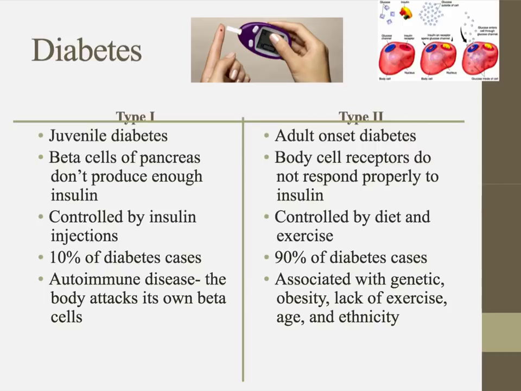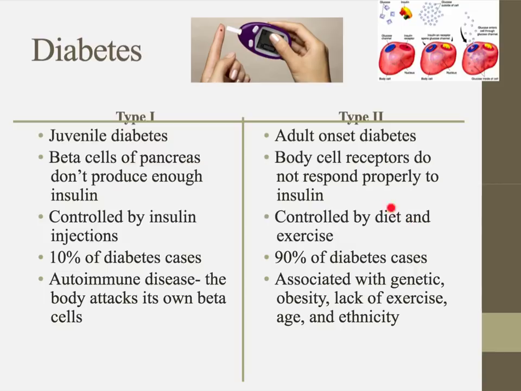Type 2 diabetes is what we call adult onset diabetes. In this case, your body is producing insulin, but the body cell receptors aren't responding properly. So remember, these body cell receptors are supposed to bind to insulin and cause the glucose channels to open. In type 2 diabetes, these receptors just aren't responding to that insulin, and we're not able to absorb the glucose from the bloodstream.